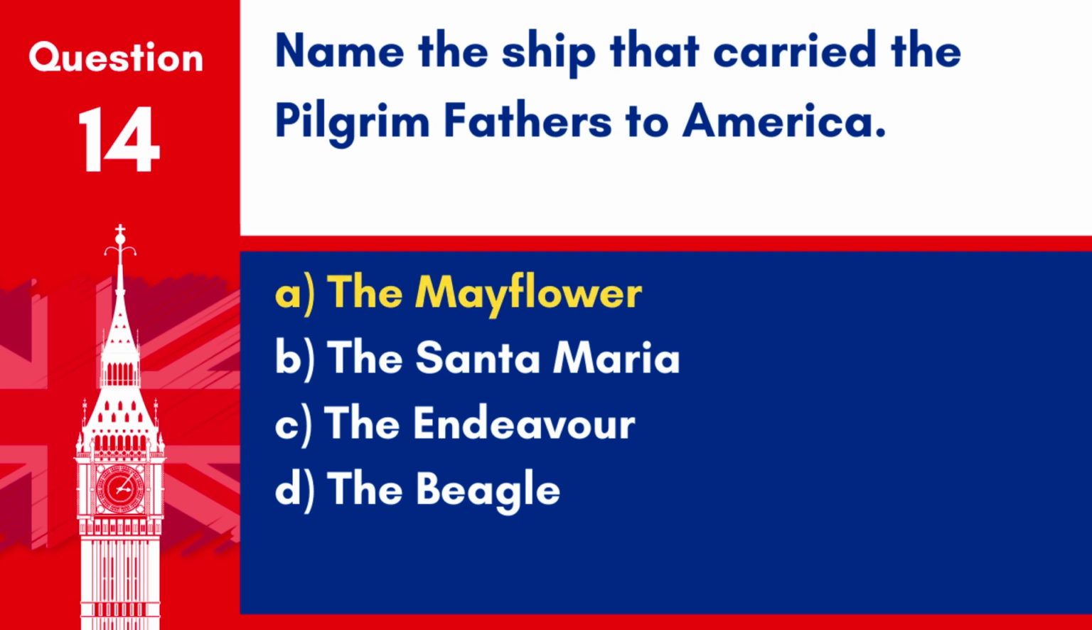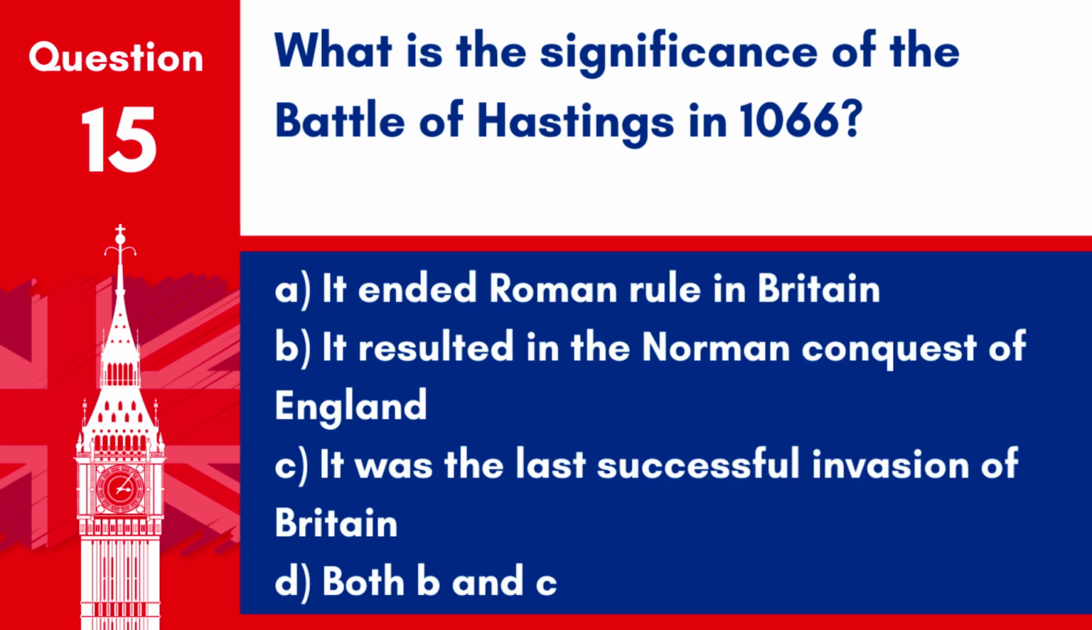Answer: A. The Mayflower. The Mayflower is the ship that carried the Pilgrim Fathers to America in 1620. Question 15. What is the significance of the Battle of Hastings in 1066? A. It ended Roman rule in Britain. B. It resulted in the Norman conquest of England. C. It was the last successful invasion of Britain. D. Both B and C.